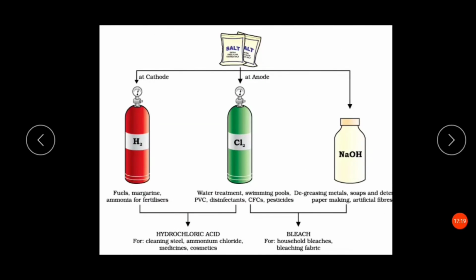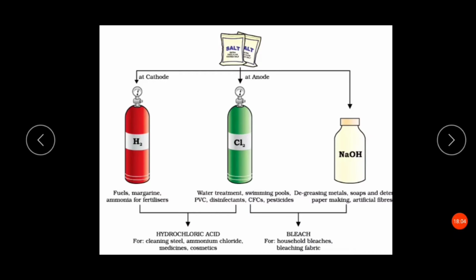Now the uses of hydrogen, chlorine and NaOH. Chlorine is collected in a cylinder, and hydrogen is also collected in a cylinder. Hydrogen is used as a fuel, and for margarine and ammonia for making fertilizers. Chlorine is used in water treatment, in swimming pools, PVC, disinfectants, CFCs and pesticides. Both hydrogen and chlorine together are used for making hydrochloric acid, HCl.